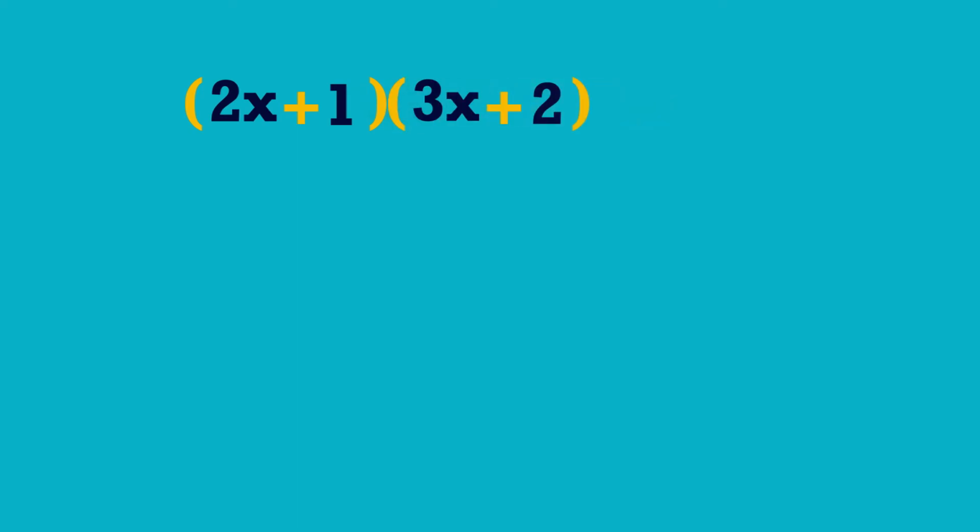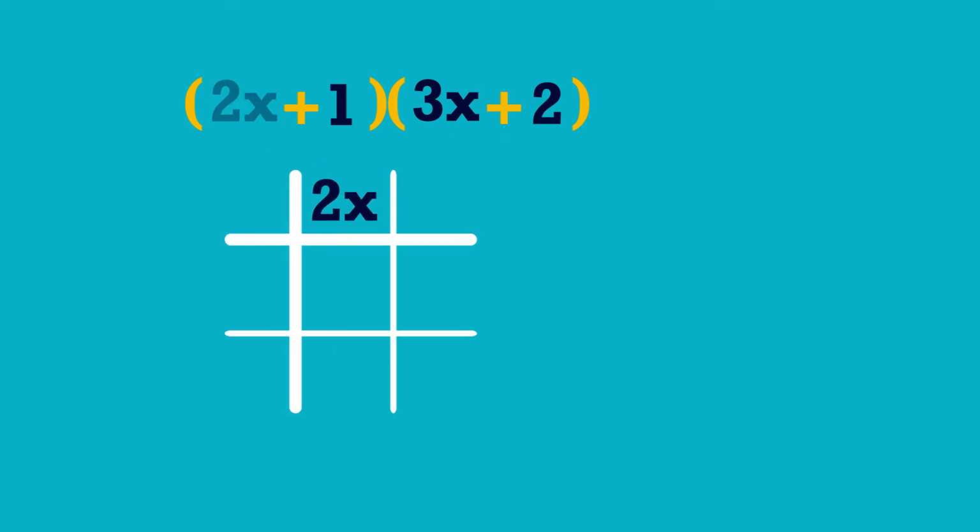I'm going to change the next example slightly, so we have coefficients before x. This next example is going to be 2x plus 1 in the first bracket, multiplied by 3x plus 2 in the second bracket, but the process is exactly the same. I start by drawing my grid and putting 2x and 1 at the top and 3x and 2 down the left hand side. 2x times 3x will give me 6x squared.